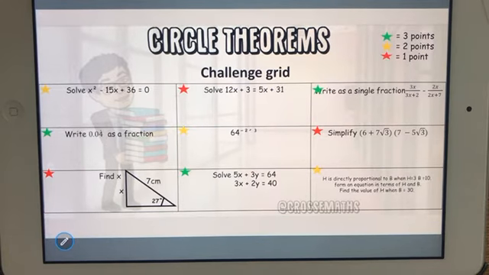They've got to add to make negative 15 and multiply to make 36. Two numbers that do meet both those criteria: I've got x minus 12 and x minus 3. 12 and 3 multiply to make 36, and minus 12 and minus 3 add to make negative 15.